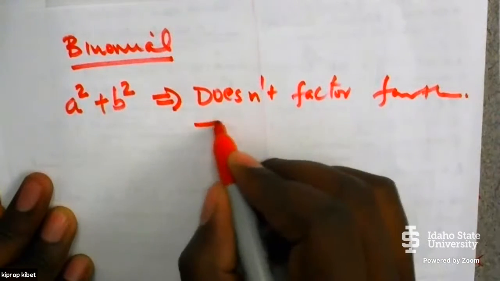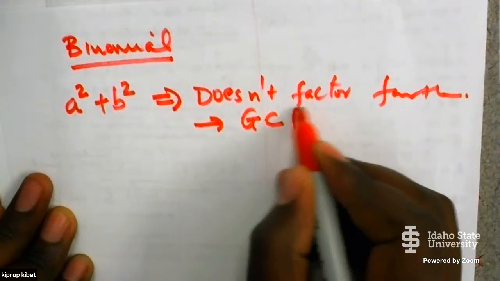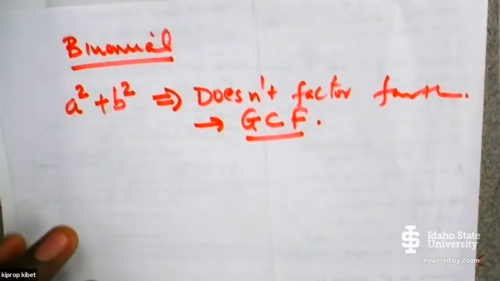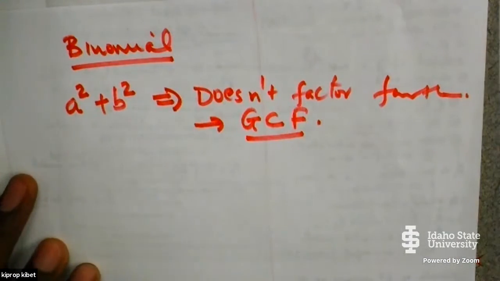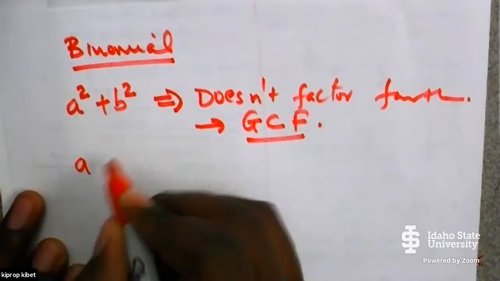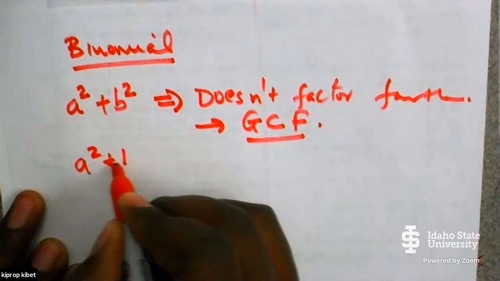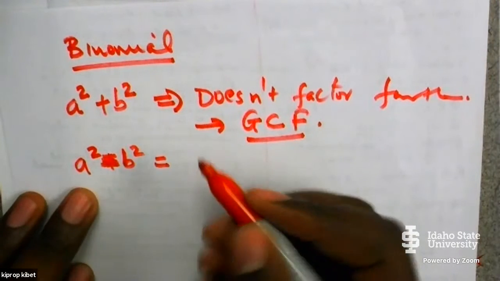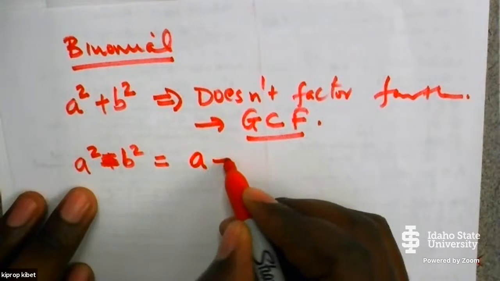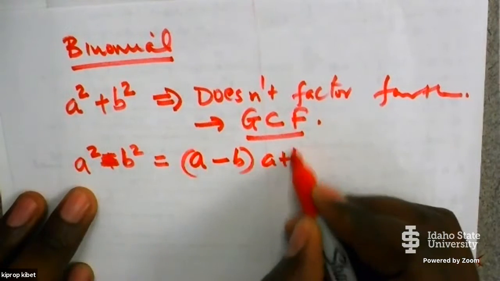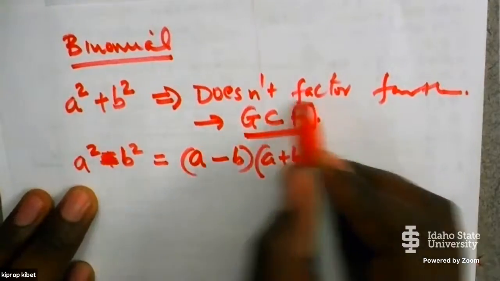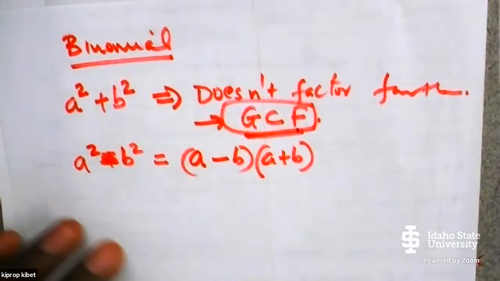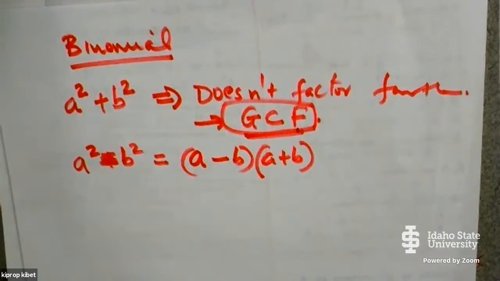What do you do? You just look for the GCF, greatest common factor. If it is a squared minus b squared, then you can factor this. And the factor is (a minus b)(a plus b). After you have gotten the GCF. If there is no GCF, then you can just go directly to factor.